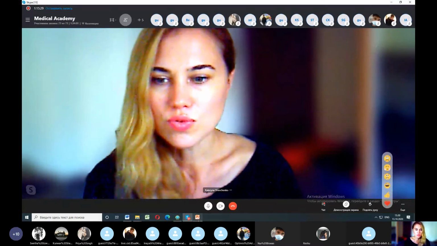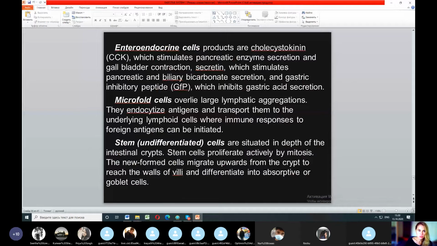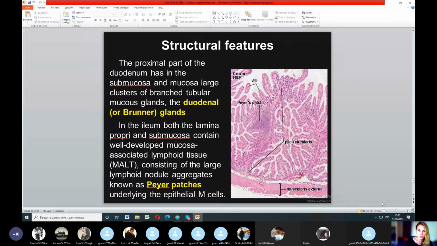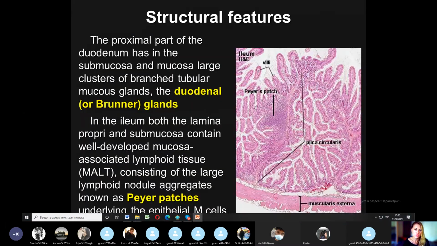Now let's move on and talk about the structural features of the different parts of the small intestine. Remember that the small intestine is composed of these three segments: the duodenum, jejunum, and ileum.